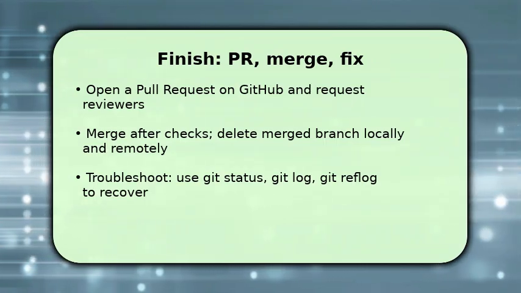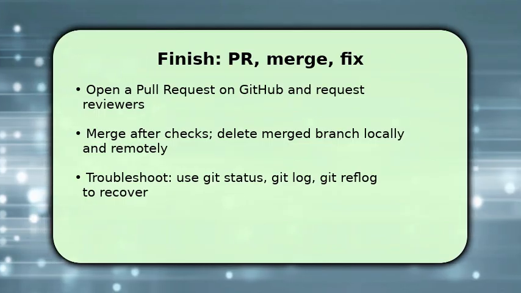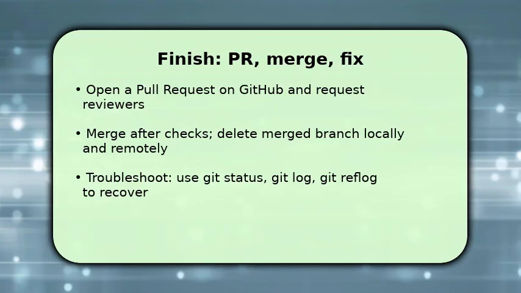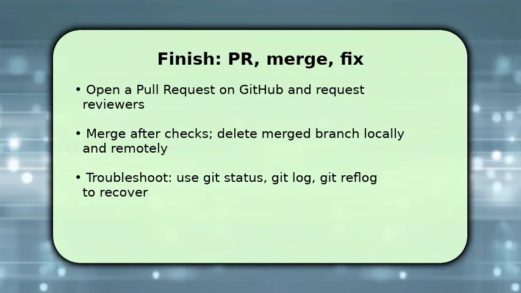If something goes wrong, run git status to inspect, git log to find commits, and git reflog to recover lost head states. These commands help you diagnose and repair mistakes quickly.